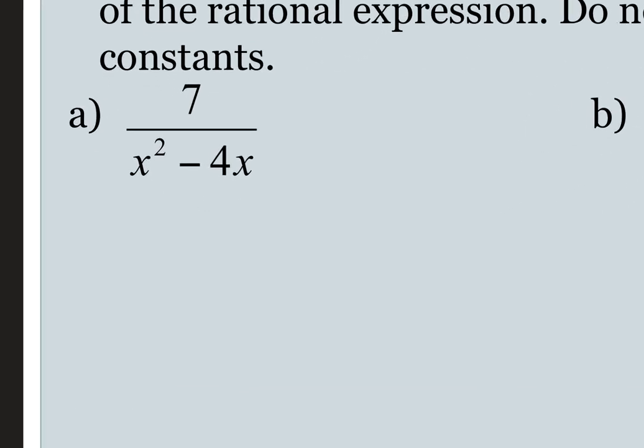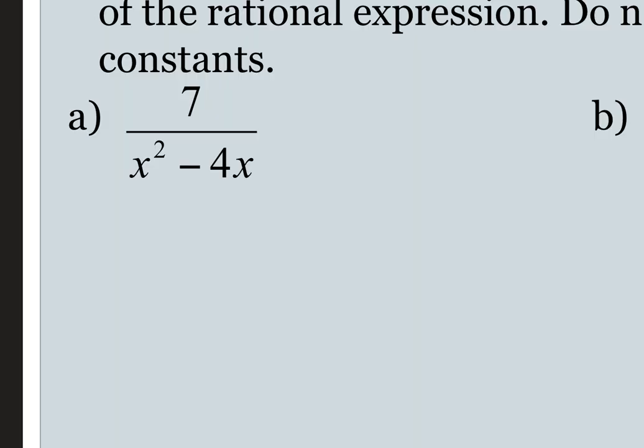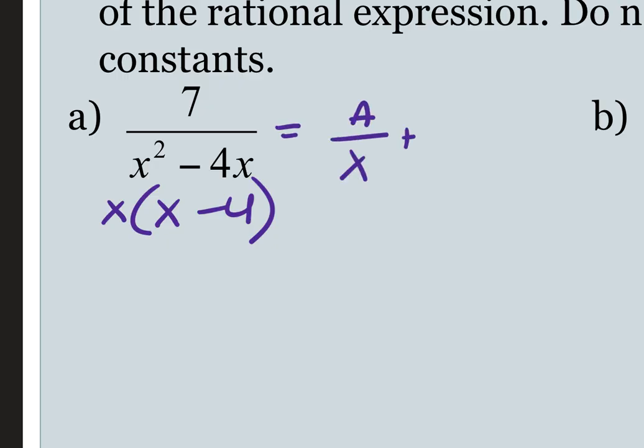All right, so go to A. I look at the denominator. How do I factor this? Take an x out, and I get x minus 4. Is there a repeated factor? No. So this is your regular A over x plus B over x minus 4. Okay? And that can be done with either of the methods we talked about yesterday.